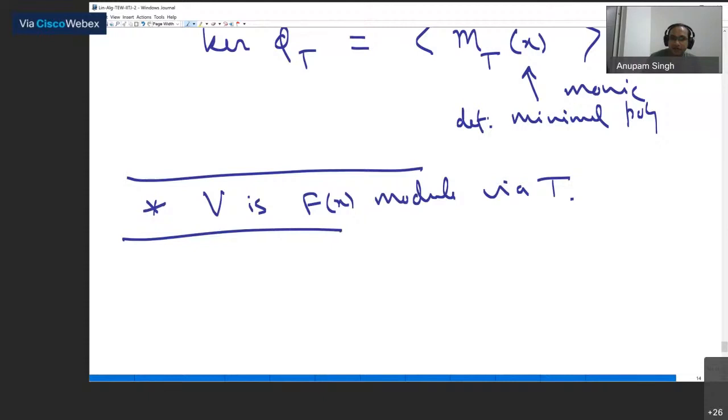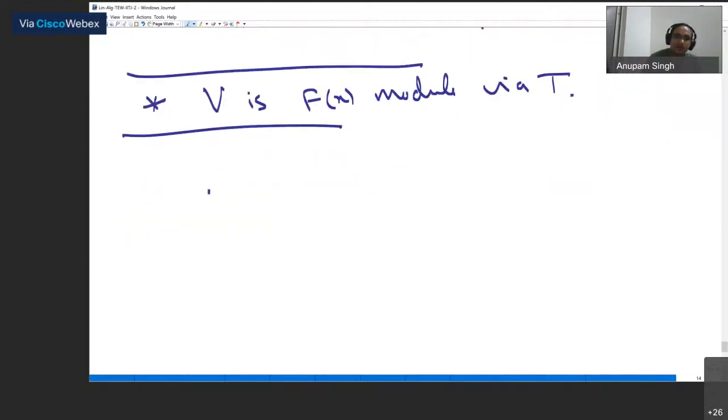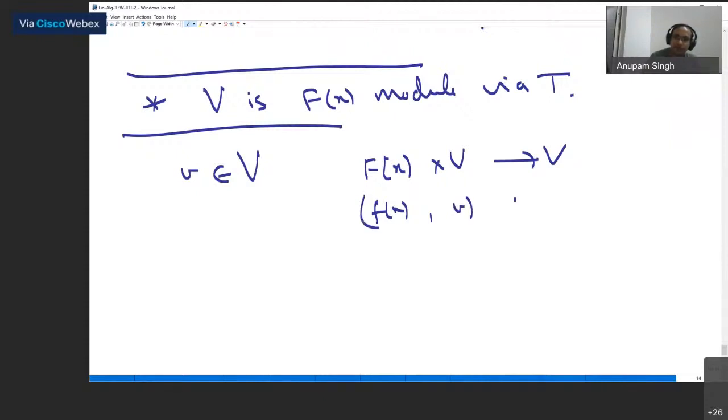So what I do now is define a slightly different map. I fix a vector v in V, and I want to define a map F[x] cross V to V by taking any polynomial f(x) here, and you take a vector v here. I send it to f(T) evaluated at v. Okay, so keep this aside.